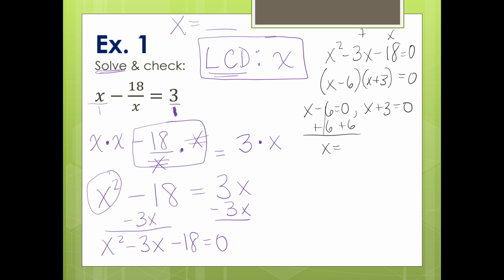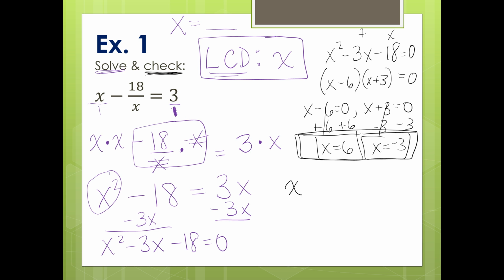Okay, so you're going to get x equals 6 and x equals -3. Now, we're basically done. We are finished with the actual problem itself. Those are going to be our answers, but notice this also says check. Okay, now let's check this and see what happens.